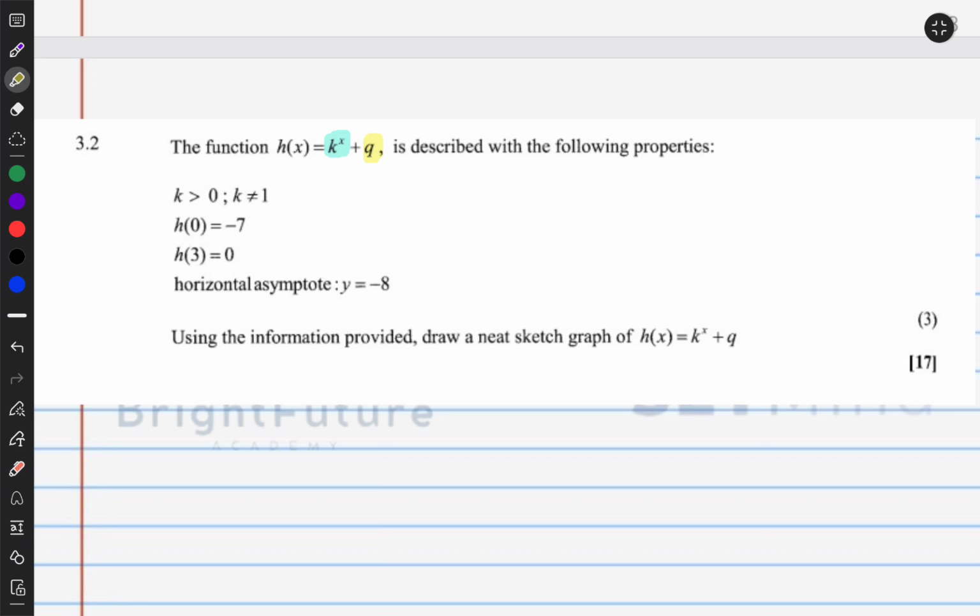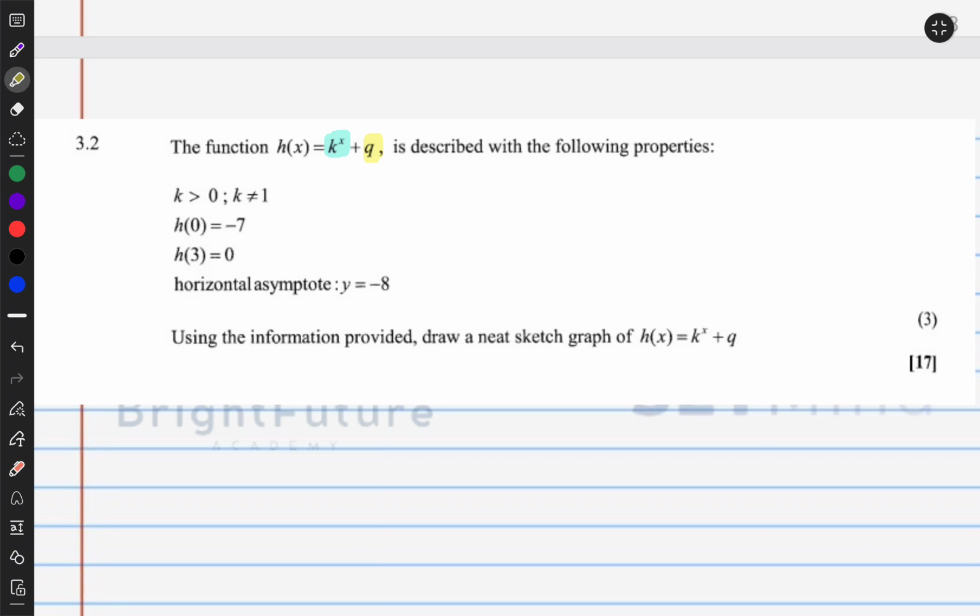And then h at 0, where x is equal to 0, is equal to -7. What does that tell us? That where x is equal to 0, the function of h at x is -7. That is our y-intercept essentially.